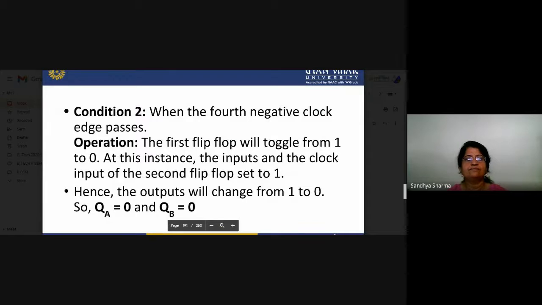Now you can see here the fourth negative clock pulse. The first flip flop toggles from 1 to 0, and at this instant the input and clock input of the second flip flop are set to 1. So again the output will change from 1 0 to 0 0. So at the fourth negative clock pulse, both the flip flops will be reset.